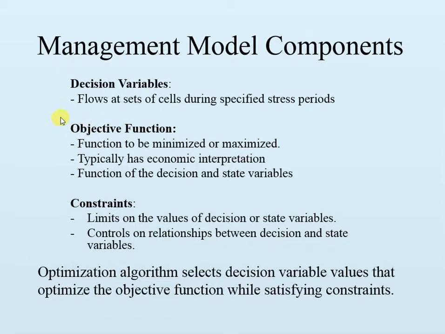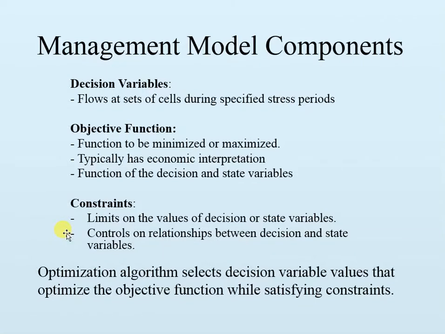The objective function is a function of the decision variables and state variables. It is either maximized or minimized, and as we'll see, it typically has some sort of economic interpretation, although there are exceptions to that. And finally, we have constraints, which are limits on the values of the decision or state variables, or controls on the relationships between those entities.